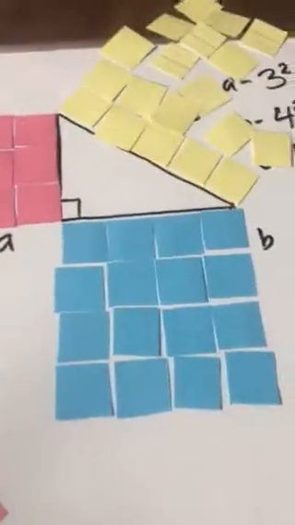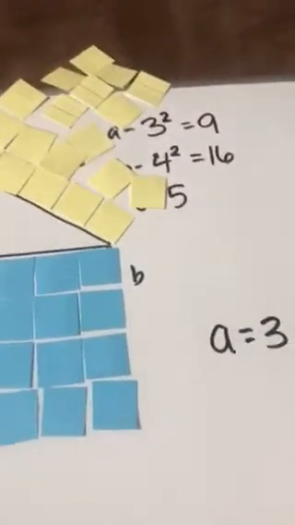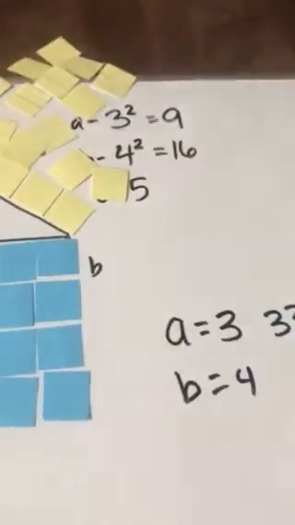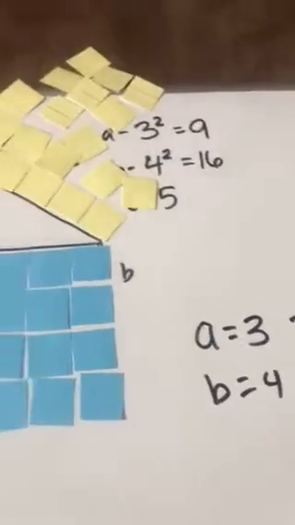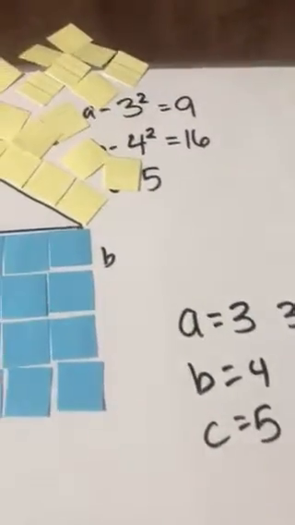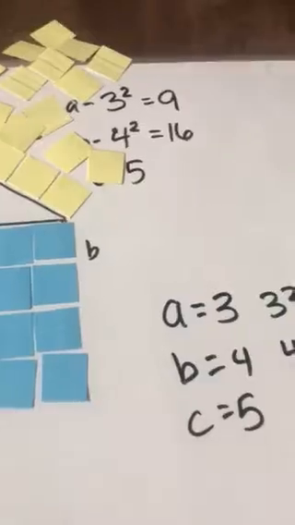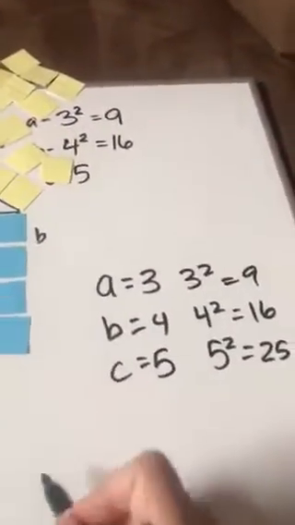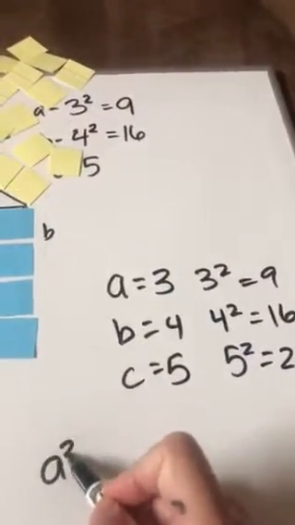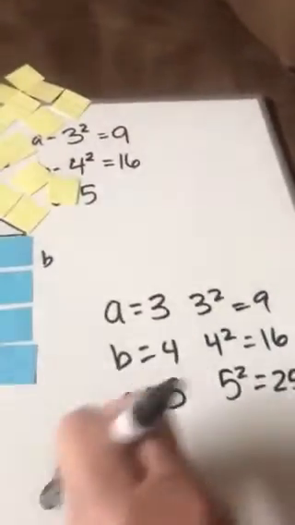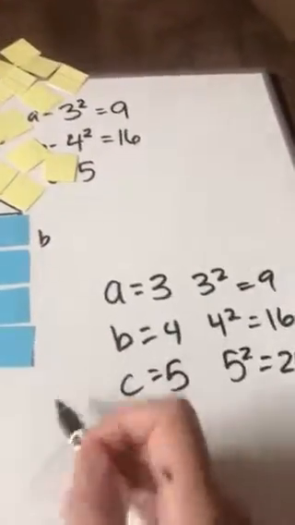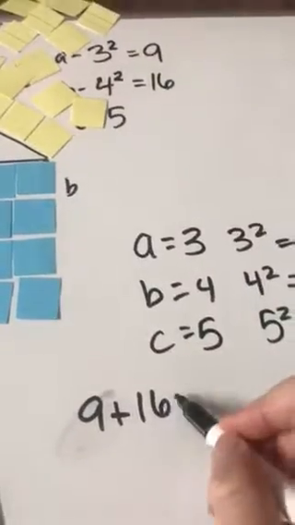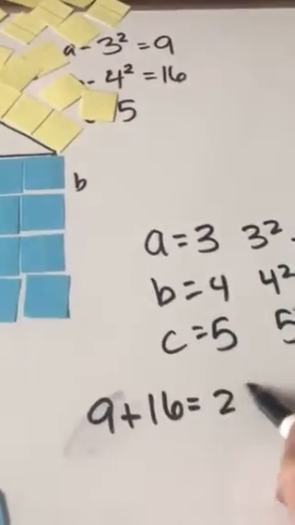Okay, so now we have A was 3 sides, 3 squared equals 9. B was 4 sides, 4 squared equals 16. C is 5 sides, 5 squared equals, they'll tell you 25. Now ask them to add the number of tiles for the square of side A, so that's 9. Add that to the tiles for B. What do they get? 25.